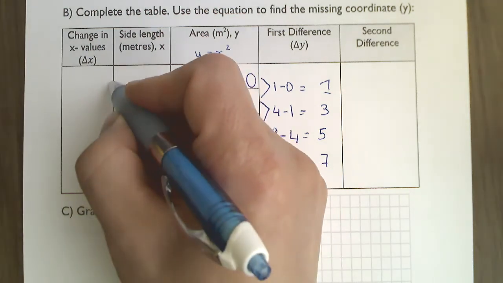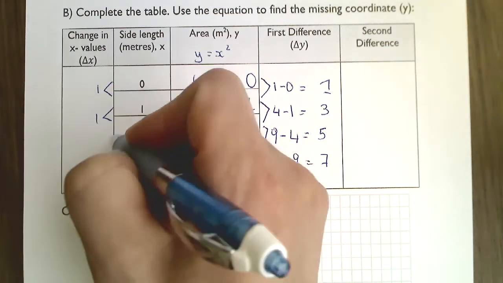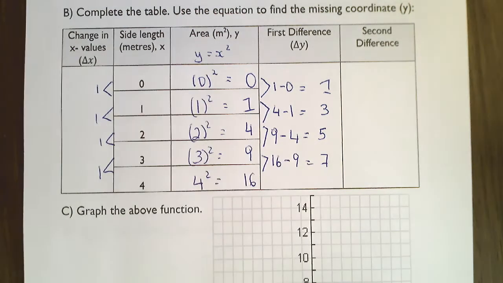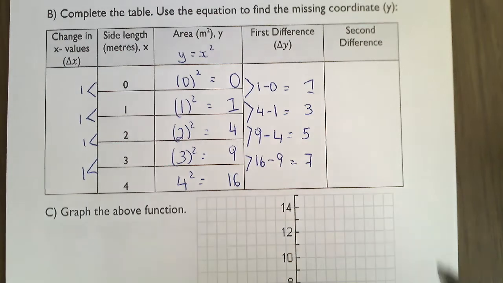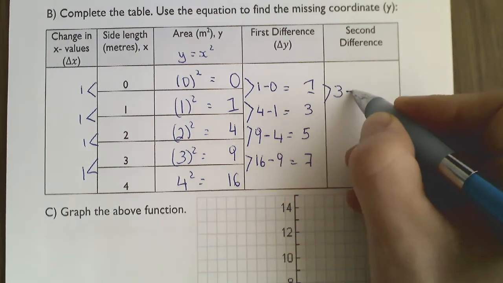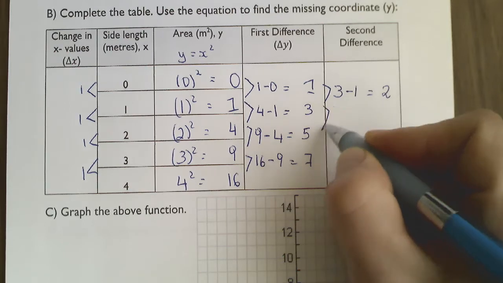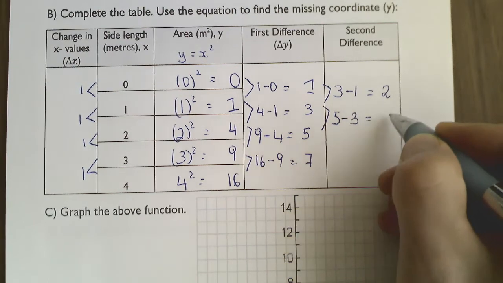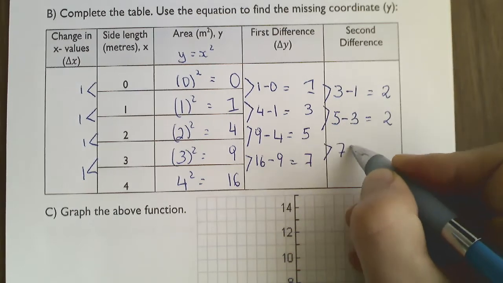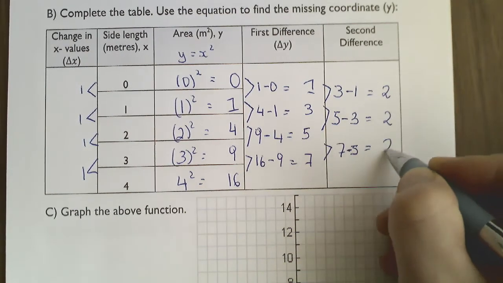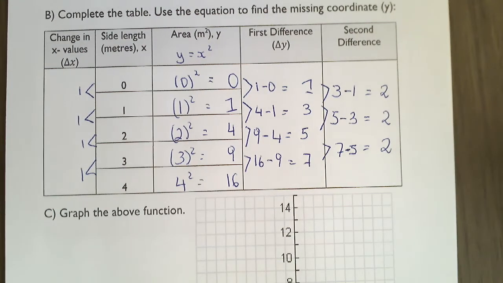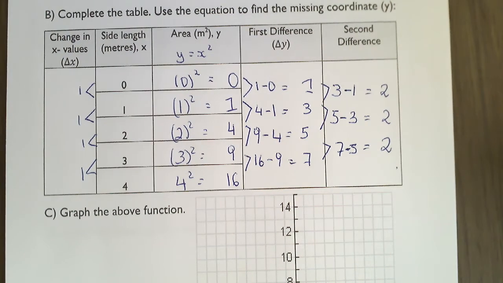Very quickly, we'll check the changes in the x values. They are constant. So then what we're going to do is calculate second differences, which means the differences in first differences. So what's the difference between 3 and 1? It's 2. The difference between 5 and 3 is 2. And the difference between 7 and 5 is also 2. So what we can notice is that the second differences are constant. And that would be one of the ways to identify a quadratic function.